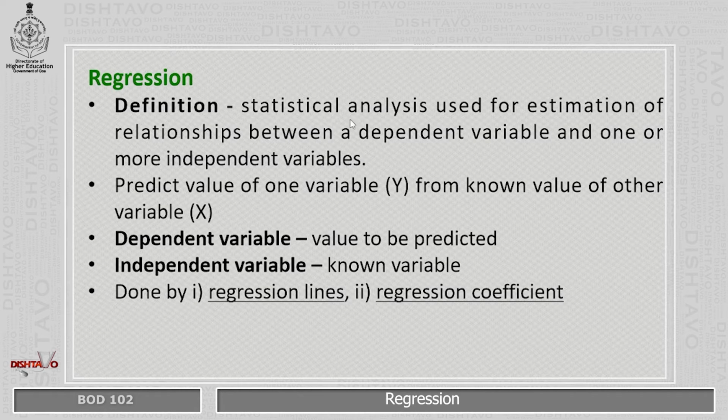It is the statistical analysis used for estimation of relationship between a dependent variable and one or more independent variables. Okay, so the regression analysis predicts the value of one variable which is designated as y from the known value of other variables which is designated as x. So here the dependent variable is the value which needs to be predicted and the independent variable is the known variable, and this is done first by regression lines and secondly by regression coefficient.